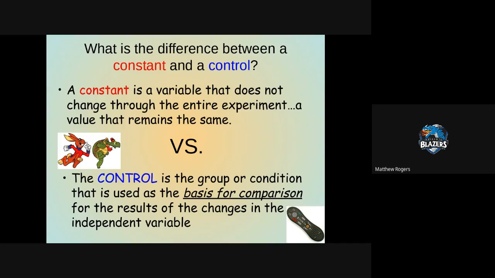A constant is a variable that does not change through the entire experiment. The value remains similar. For example, if I'm doing the plant experiment, a constant would be how much sunlight I'm giving. I'm going to give every plant the same amount of sunlight. Same plant, same amount of sunlight. The control is the group or condition that is used as a basis of comparison for results.